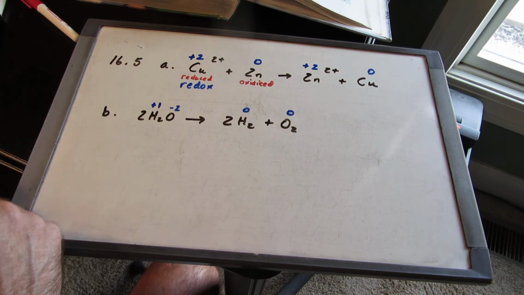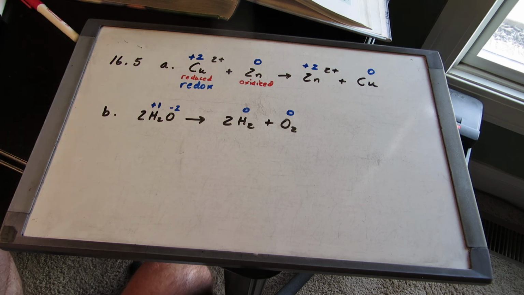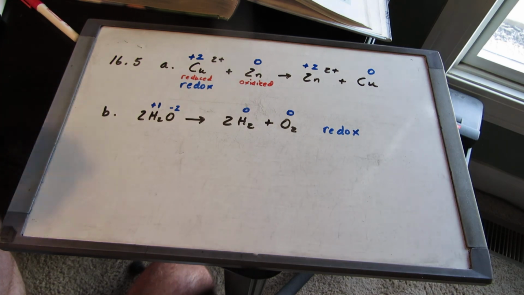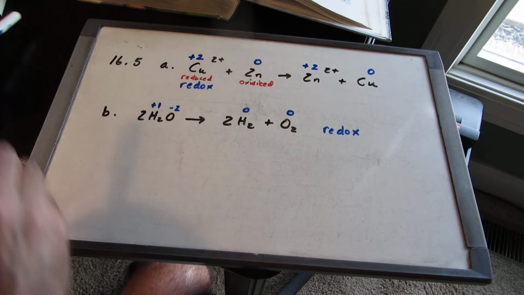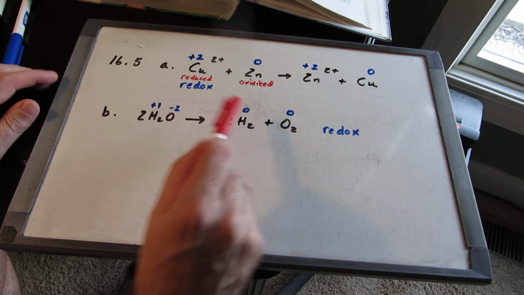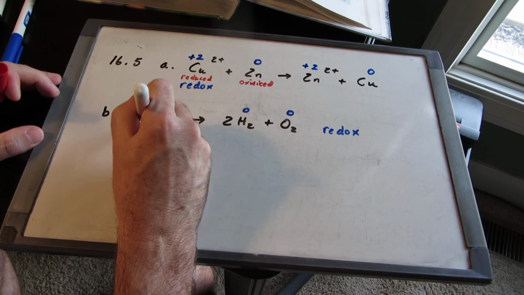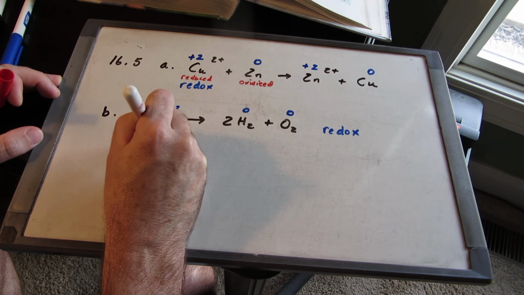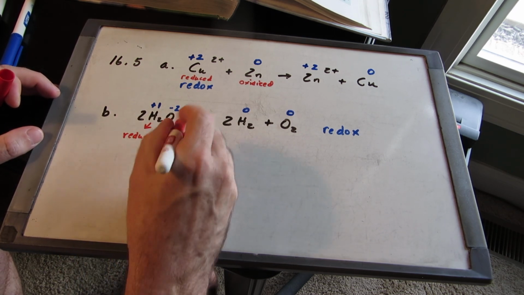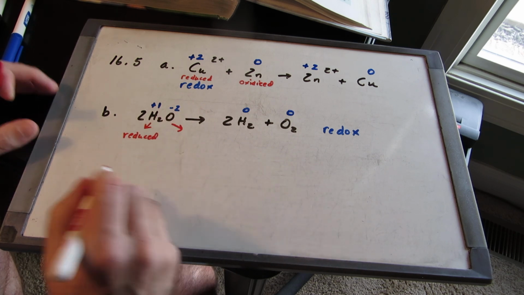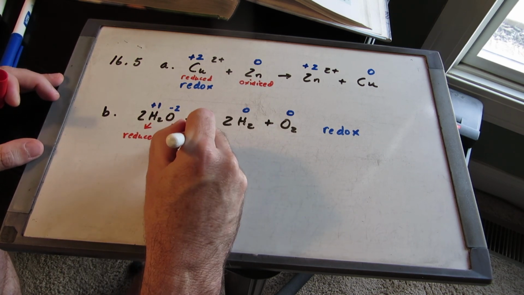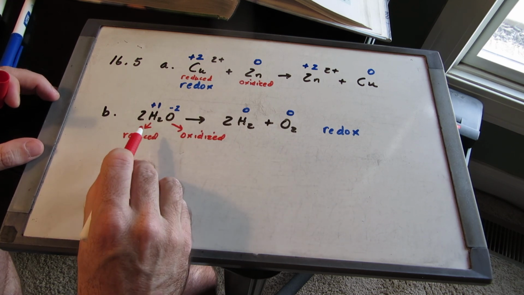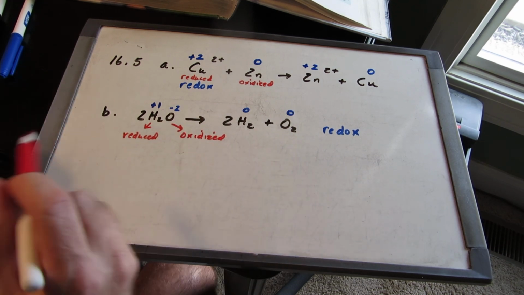Okay, so did the oxidation numbers change? Yes, they did. So it is indeed a redox reaction. Hydrogen went from 1 to 0. Its oxidation number was reduced, so it gained electrons. Oxygen is the other one. You can't have one without the other. So oxygen is oxidized, -2 to 0. It lost electrons, became more positive.